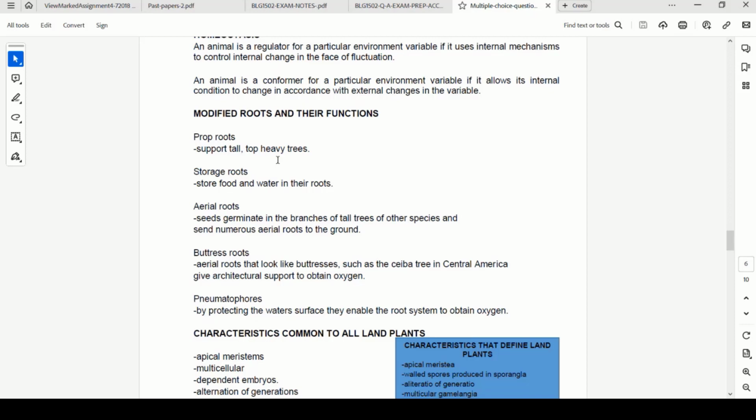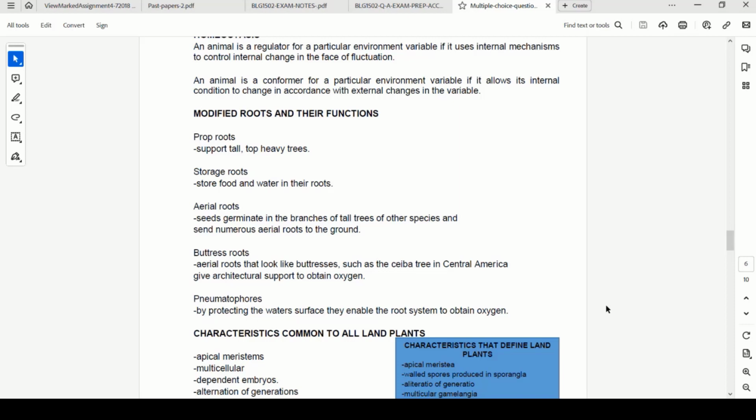Storage roots store food and water in their roots. Aerial roots: seeds germinate in the branches of tall trees of other species and send numerous aerial roots to the ground. Buttress roots are aerial roots that look like buttresses, such as the ceiba tree in Central America, and give architectural support. And pneumatophores, by projecting above the water surface, enable the root system to obtain oxygen.